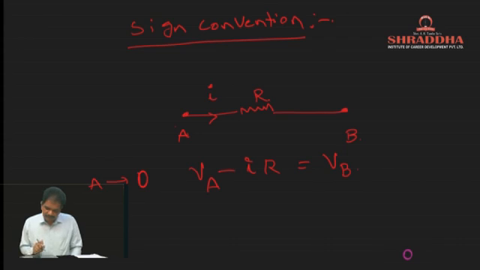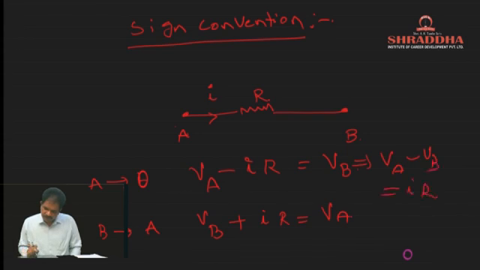For example, if we are moving from B to A, how to write this? It is VB. Our moving direction is from B to A, but current is moving opposite to our moving direction. So that's why VB plus IR is equal to VA. The result will be the same: VA minus VB equals IR. Here also VA minus VB equals IR. So we get the same results whether we are moving in one direction or in the opposite direction.